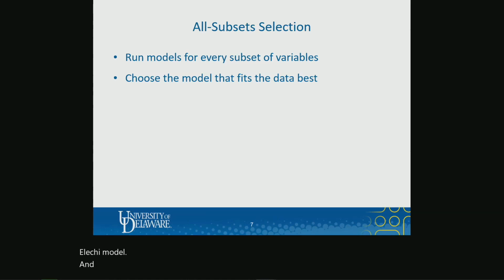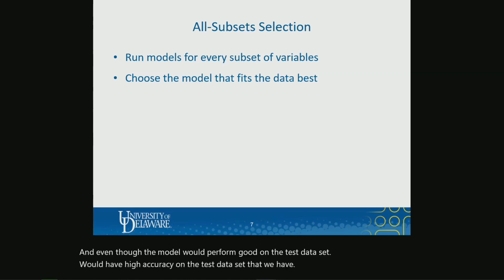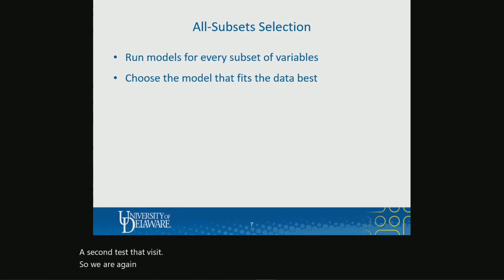And we are actually overfitting our model to the test data set. We are overfitting our selection to the test data set. Even though the model would perform well on the test data set we have, with high accuracy, it would not perform as well on another data set, a second test data set. So we are again overfitting, but in another way, in variable selection, in selecting the variables. So this is not a very good practice.